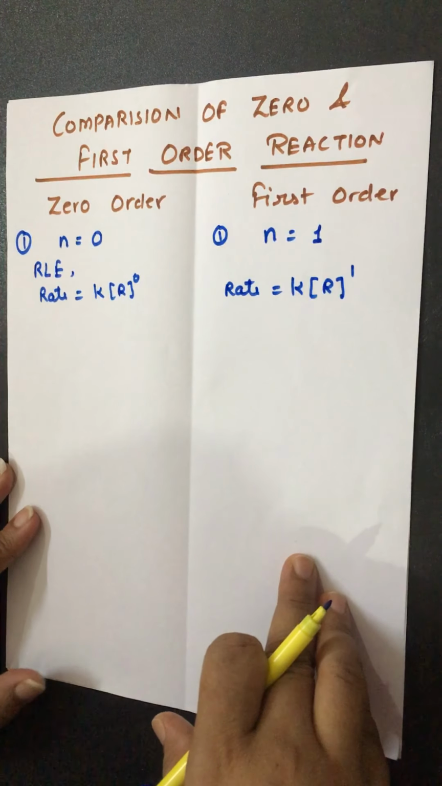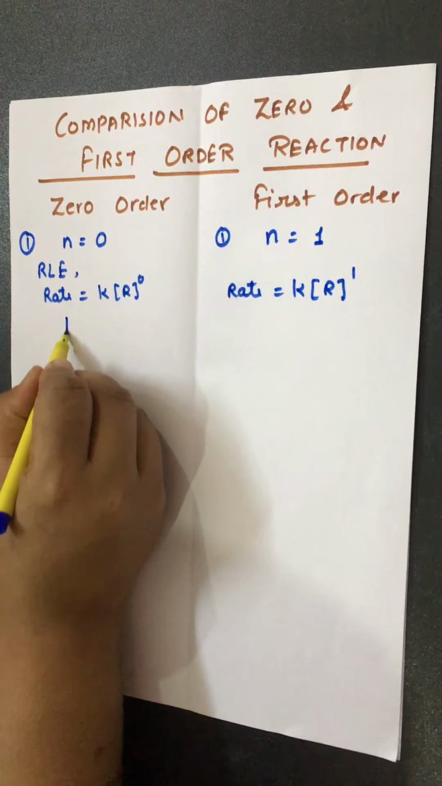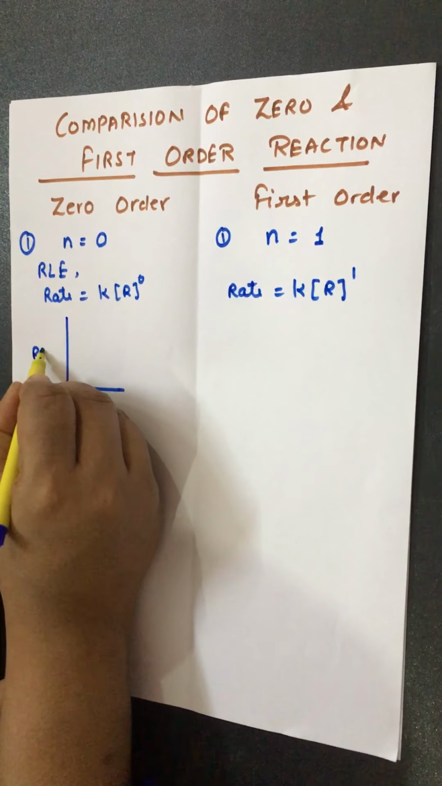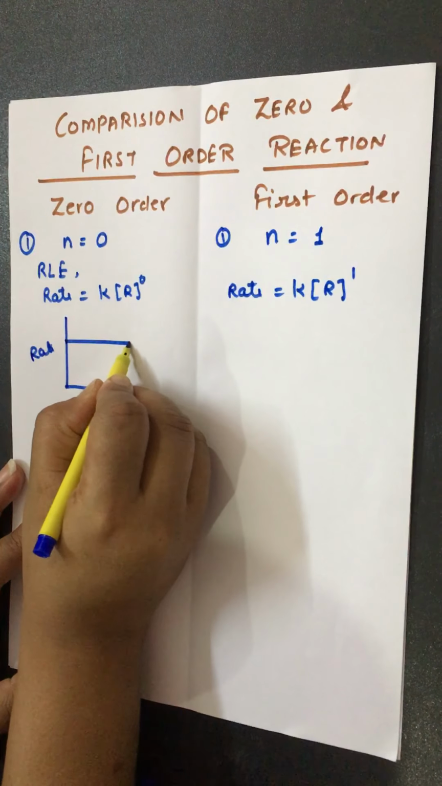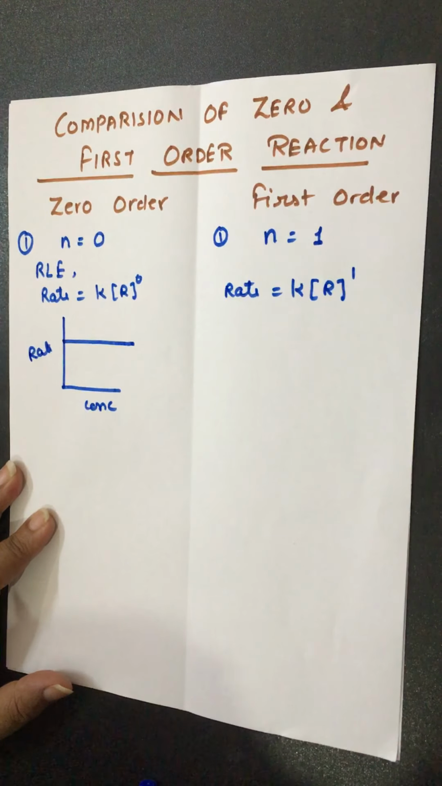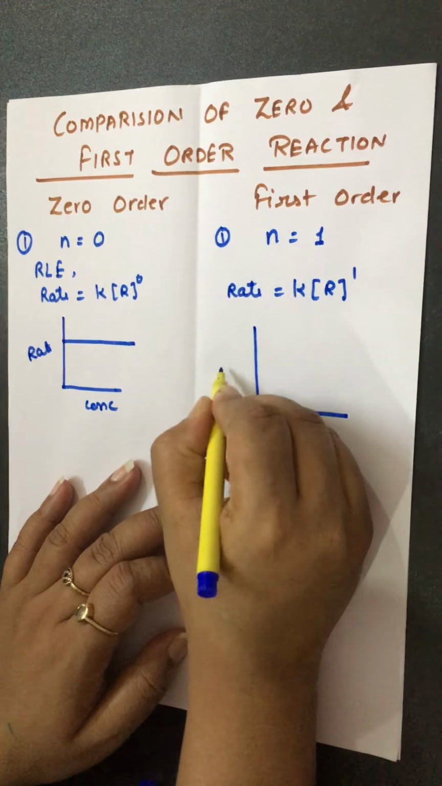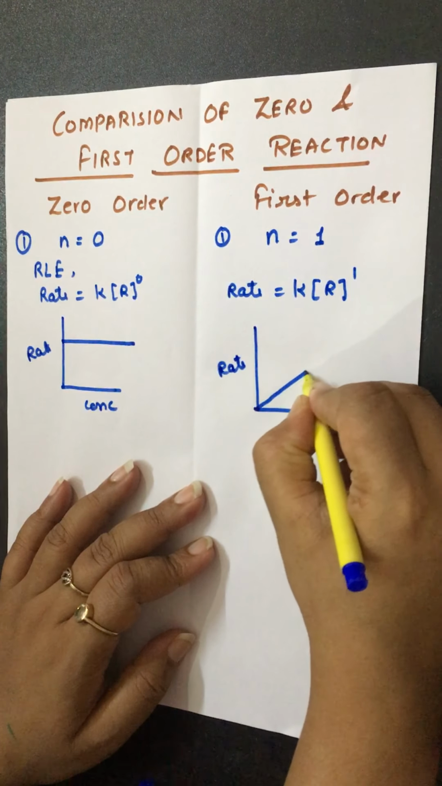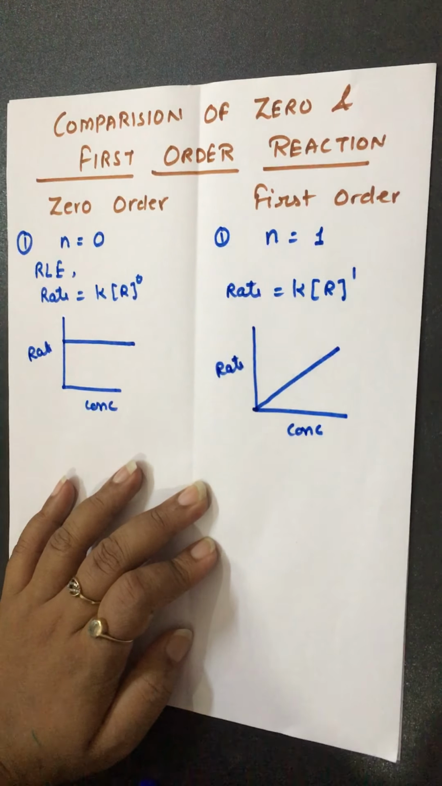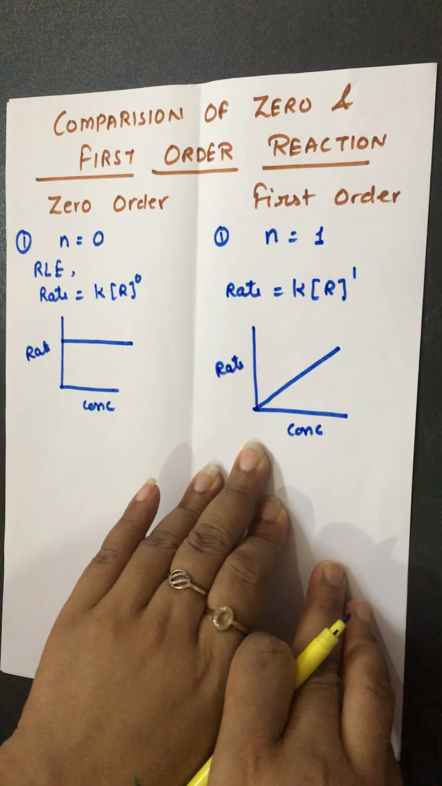If I want to plot a graph between the rate and the concentration, then for the zero order it would be like this: rate and concentration. Because rate does not depend upon the concentration of reactant, its graph would be like this. But in case of first order, how should the graph be? Rate and concentration. Rate increases with concentration. Graph would be like this.